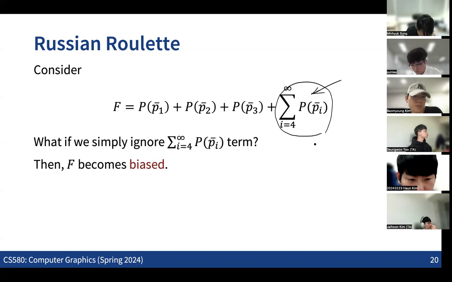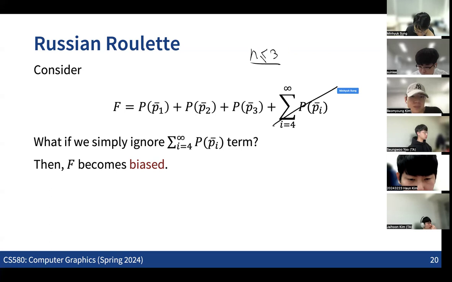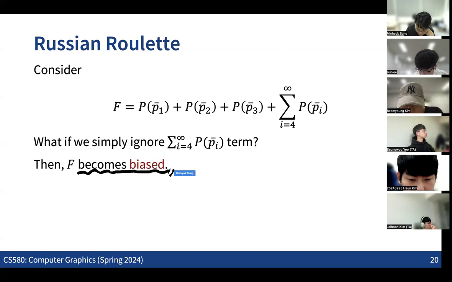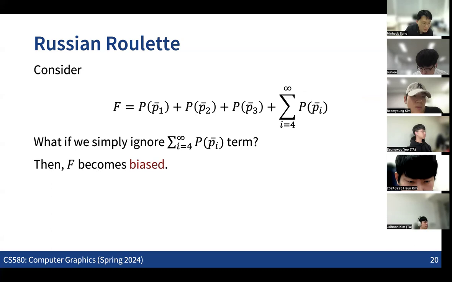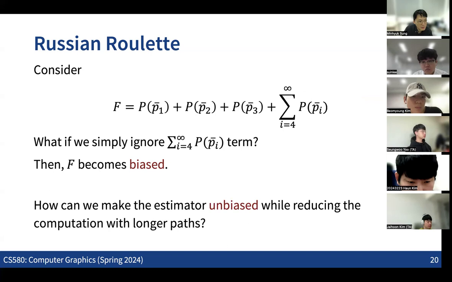For example, we just limit the length of the path n to be equal to or less than 3, and totally ignore the rest, right? But this is not good, because we are introducing bias into our estimate. If we totally ignore the terms with longer paths, then we get an estimate whose expected value is not exactly the same as the integral that we want to calculate. So the big question is: how can we make the estimator unbiased while also reducing the heavy computation with the longer paths? That's what we typically want to do, right?